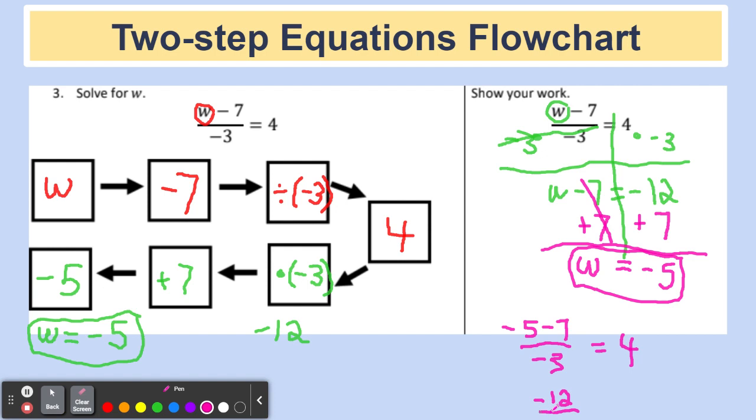And negative 12 divided by negative 3 equals positive 4. So now I confirm my solution. I know I got it right, and I don't even need to ask my teacher.